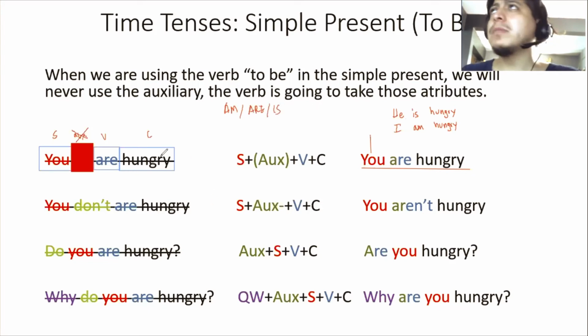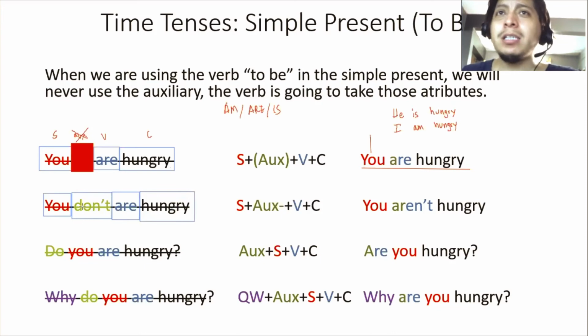But what happens when you have a negative statement? Negative statements, normally you have your subject, the auxiliary takes the negative, you have your verb, and you have your complement. This will be okay in the simple future. This will be okay in the future perfect continuous. But the simple present is weird and it's difficult. In the simple present, again, we have this problem. We never, ever use the auxiliary when you have the verb to be. The verb to be never, ever uses the auxiliary.